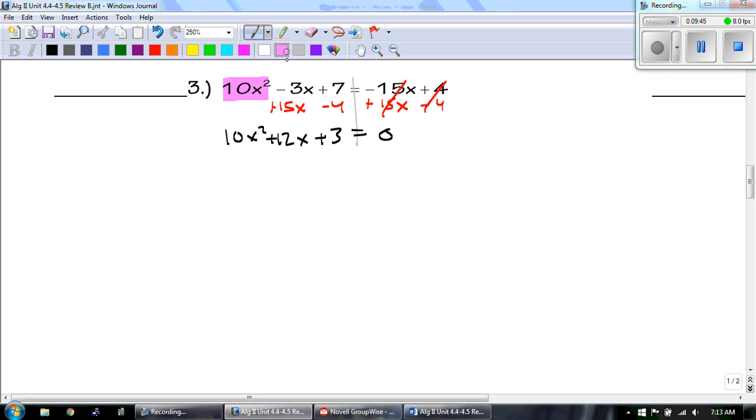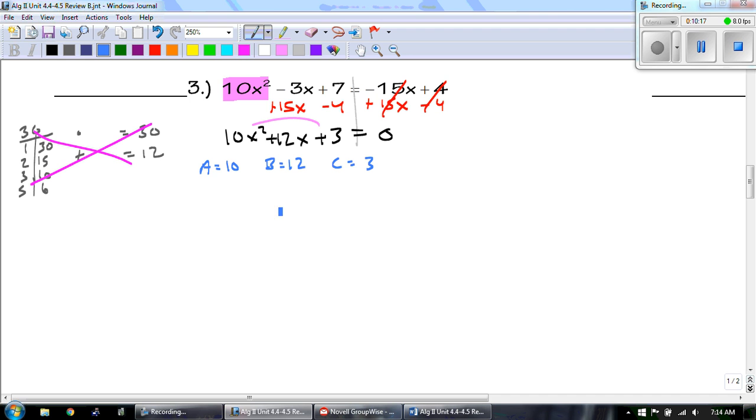So we're looking for numbers that multiply to get 30 but add to get 12. 30 is 1 and 30, 2 and 15, 3 and 10, 5 and 6. Looking at that, there is no combination that works, so that means we're doing the quadratic formula. So A equals 10, B equals 12, and C equals 3.